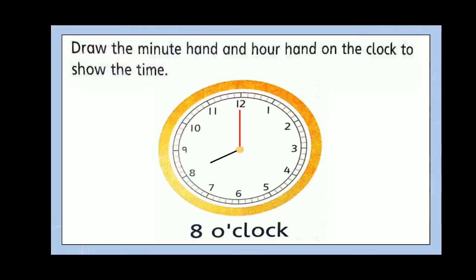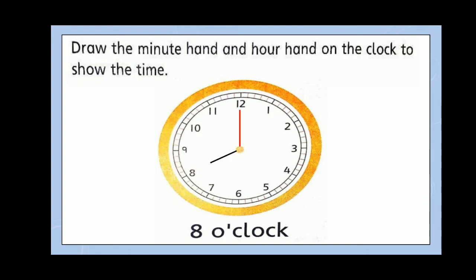Now turn to page number 137. Here you have to draw a minute hand and an hour hand on the clock to show the time. Complete all the parts in your book. The time is given to you only. You have to draw the short hour hand and long minute hand and indicate the given time.